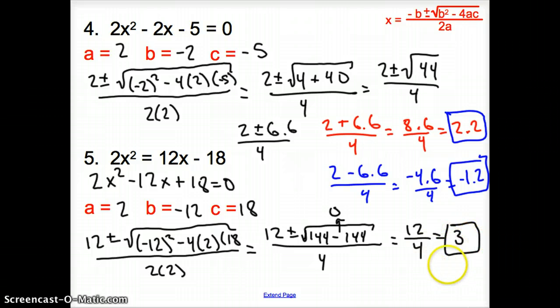So right now we can have either two solutions or one solution, and that does it for section 9.5, solving quadratic equations by using the quadratic formula, part 1.